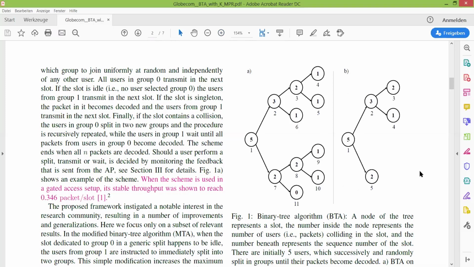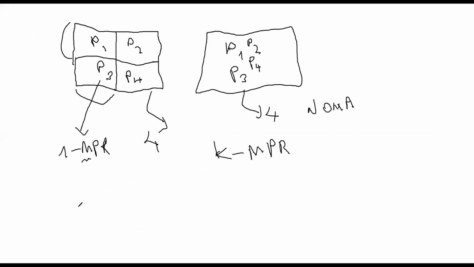Actually, I couldn't get why do you multiply by 2 in the KMPR? The same thing for me, actually. So Shannon capacity is fixed, and W times logarithm of 1 plus SNR.